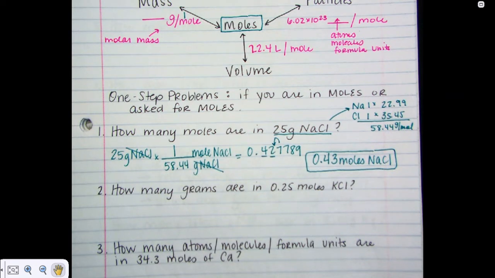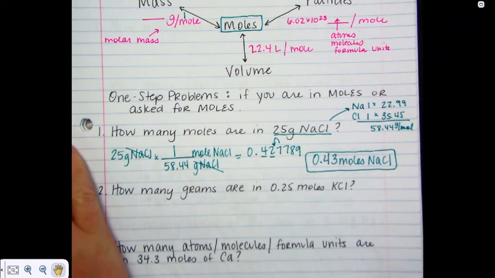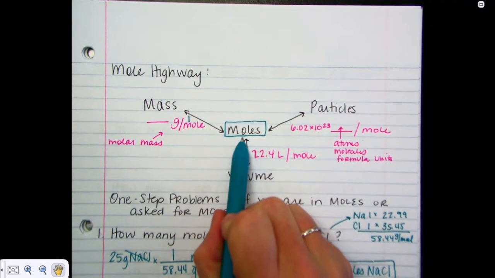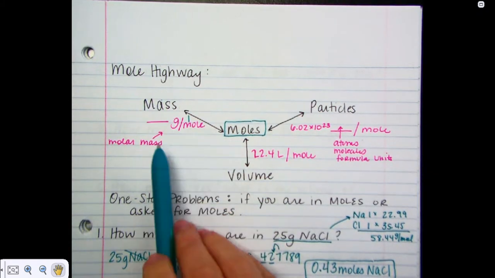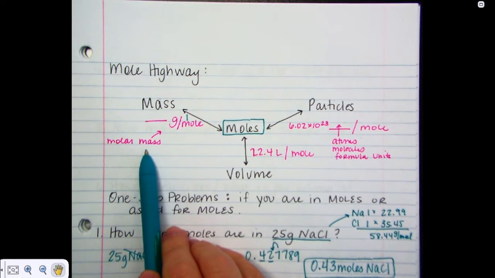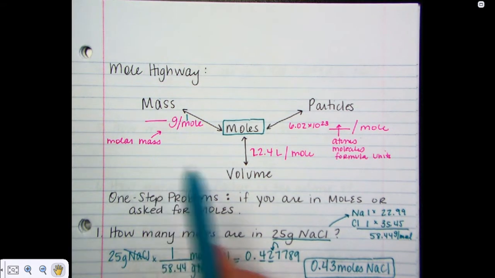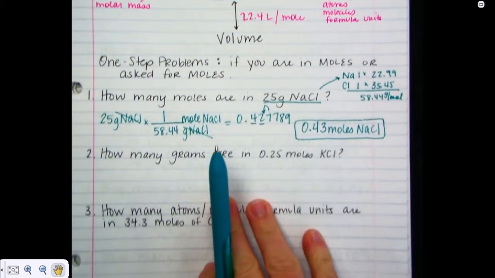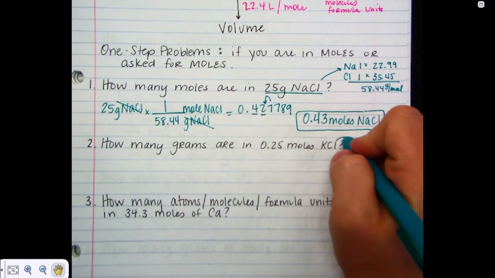All right, let's look at the next problem. How many grams are in 0.25 moles of KCl? So this time, I'm already in moles. It's asking me to go and find grams. So molar mass is still going to be my conversion factor. So my substance this time is KCl, which means I need the molar mass for KCl.